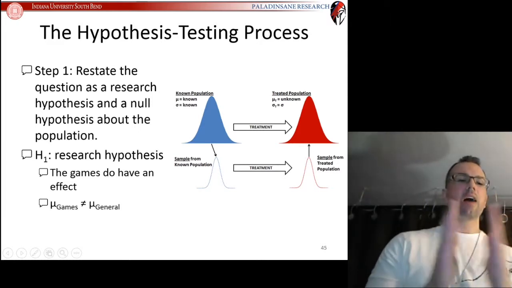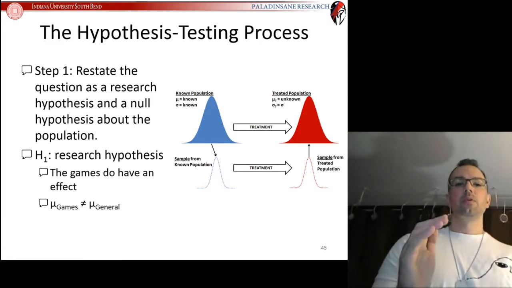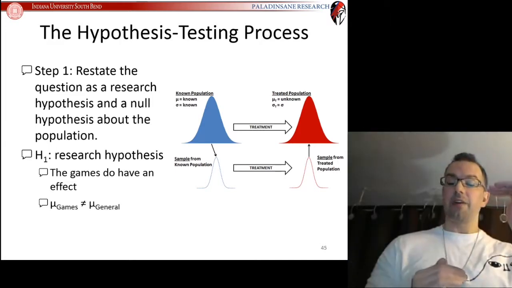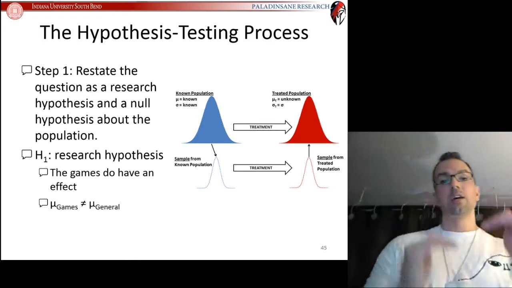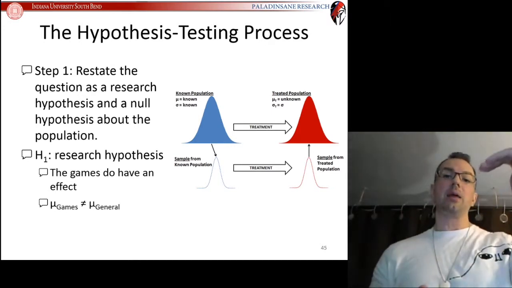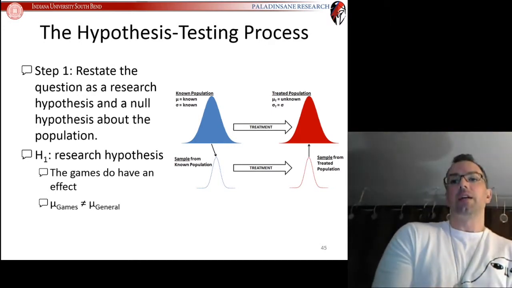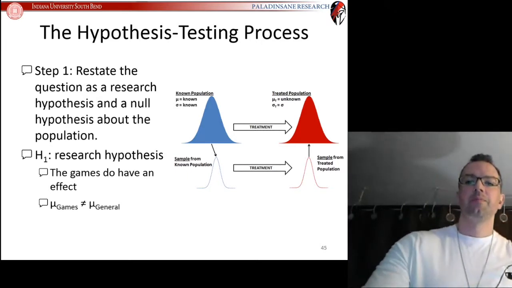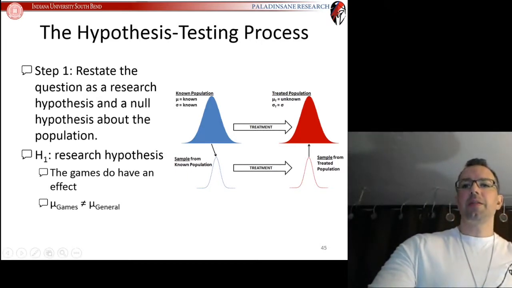So their mean self-esteem is not the same. Their average self-esteem is not the same, which means that there is some difference. Your treatment has made an effect, right? Your treatment has changed these normal students into these game students, and those game students are really different. Their population mean is different.